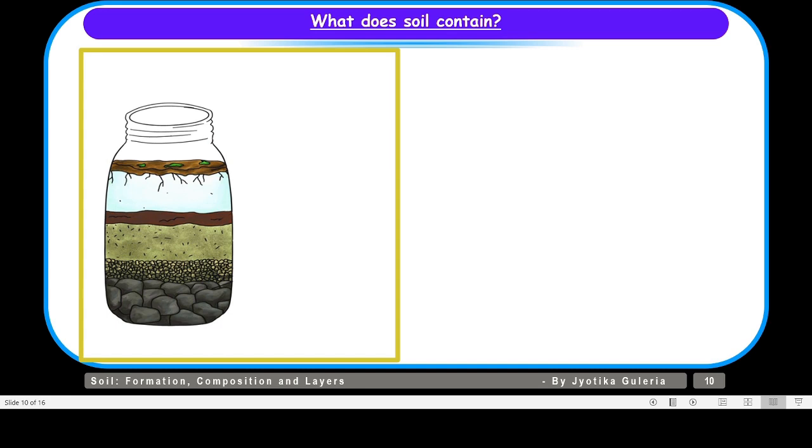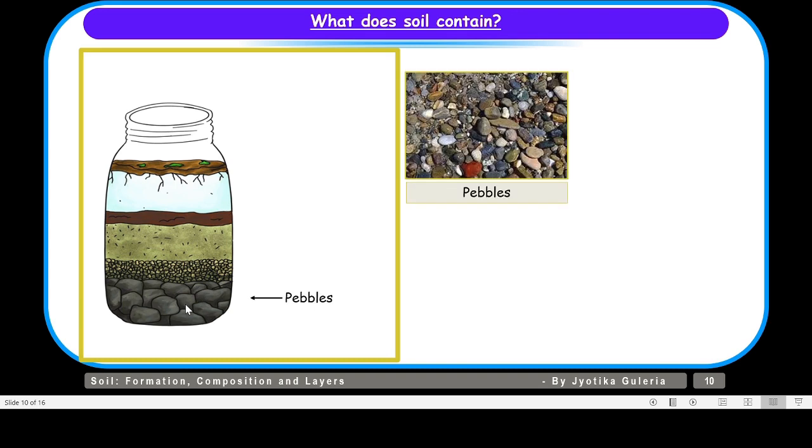So say for example, if we take up a transparent jar and fill it with water and put a handful of garden soil in it, we'll find that soil will settle down in layers. So let us try to understand what these layers are about. First of all, the heavy stones will settle at the bottom of the jar and they will form a different layer of pebbles.